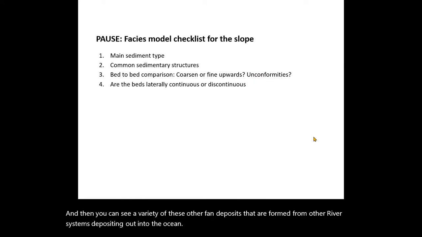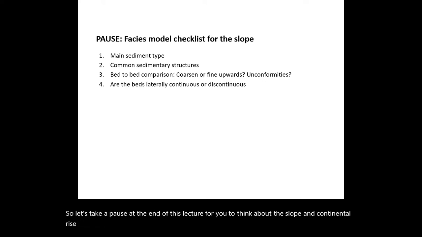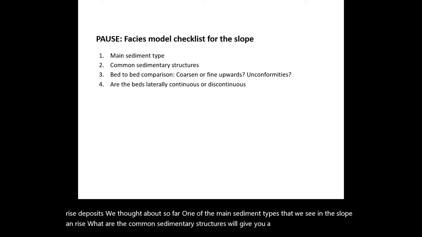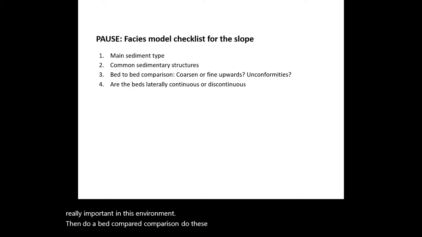So let's take a pause at the end of this lecture for you to think about the slope and continental rise deposits we've thought about so far. What are the main sediment types that we see in the slope and rise? What are the common sedimentary structures? I'll give you a hint. Turbidites are really important in this environment. Then do a bed-to-bed comparison. Do these sediments tend to coarsen or fine upwards?